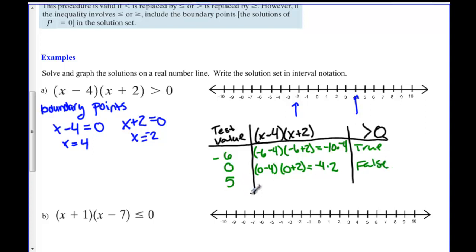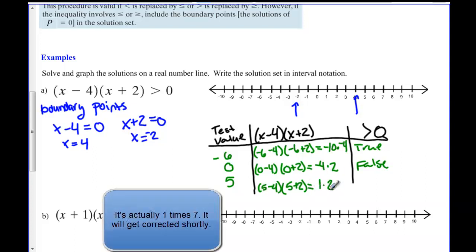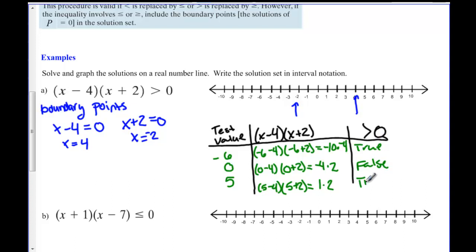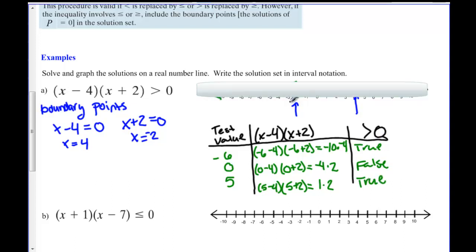All right, now let's do it with 5. So again, we're going to do 5 minus 4 and 5 plus 2. So this gives us 1 times 2. A positive times a positive is a positive. A positive is greater than 0. Yeah, that's true. Yes, ma'am, what's your question? Oh, yeah, 5 plus 2 is not 2. 5 plus 2 is 7. Thank you. However, it still works out, right? So the 1 times 7, the two positives are still going to give us a positive, and the positive will still be greater than 0. Yes, thank you for that.